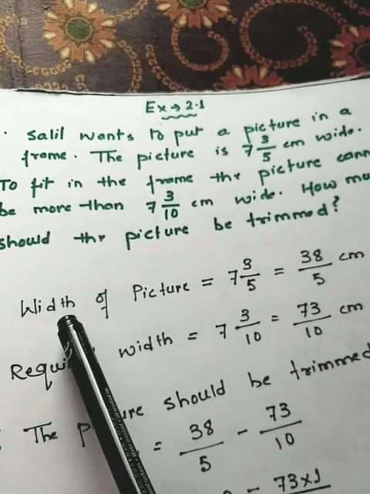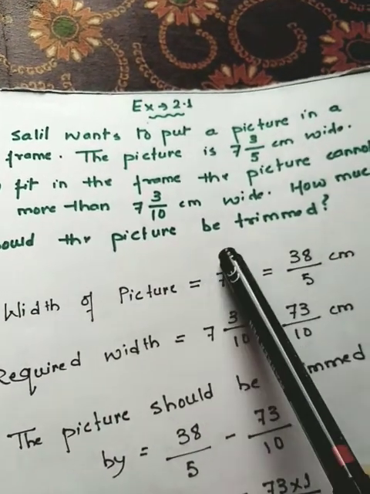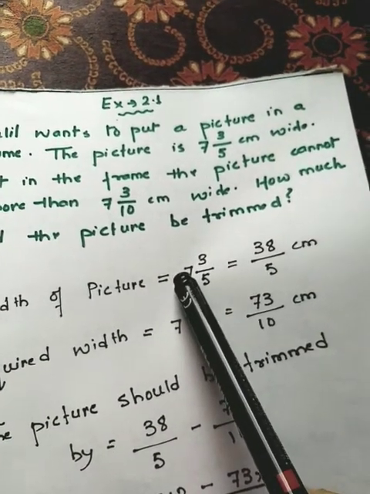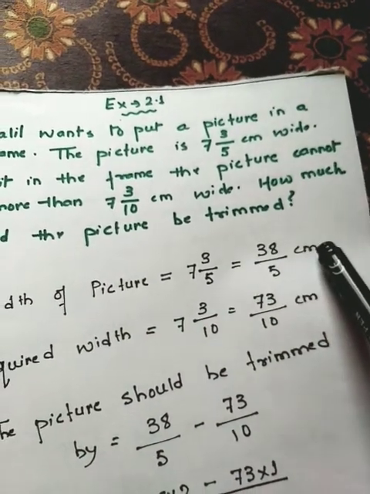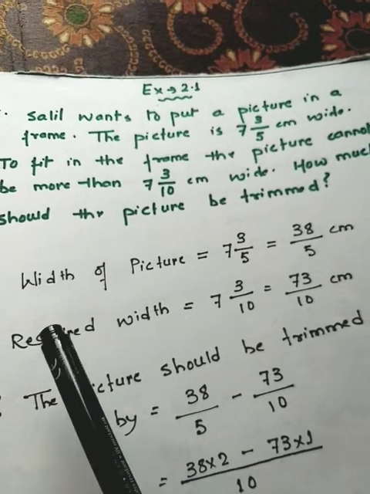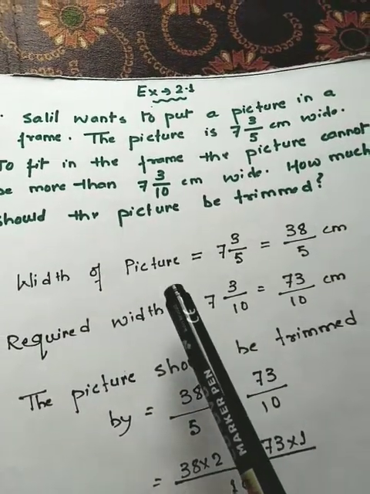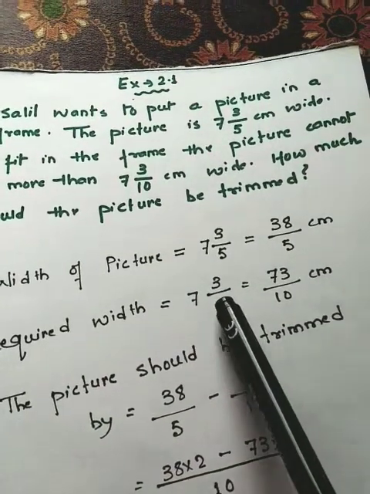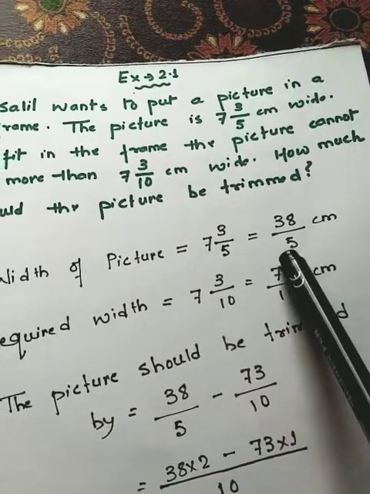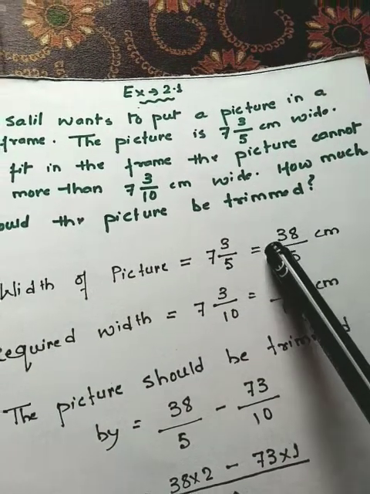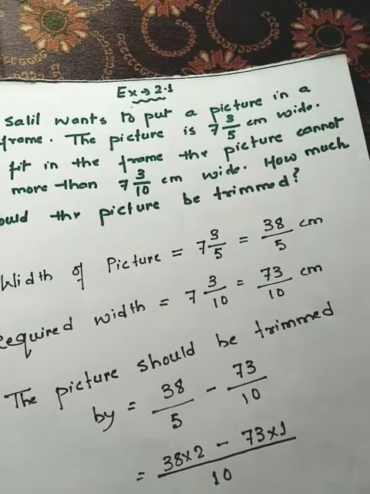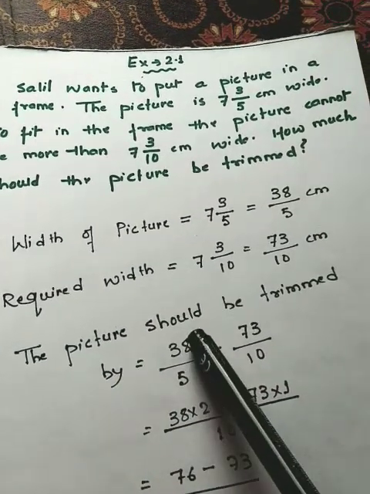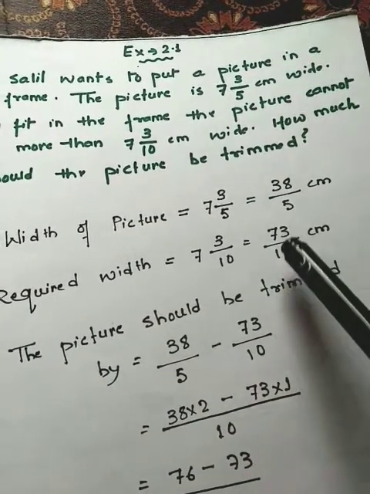Now let's start. The width of the picture is given as 7 3 by 5. After converting this improper fraction to a proper fraction, 7 fives are 35, 35 plus 3 is 38, so 38 by 5 is the original length of the picture. Now what is the width that we need so that we can fit the picture in the frame? The required width is 7 3 by 10, that is 10 sevens are 70 plus 3, 73 by 10. The picture is more than the required length, so what is the length that we have to cut away? Trimmed means cut away. So the picture should be trimmed by 38 by 5 minus 73 by 10.